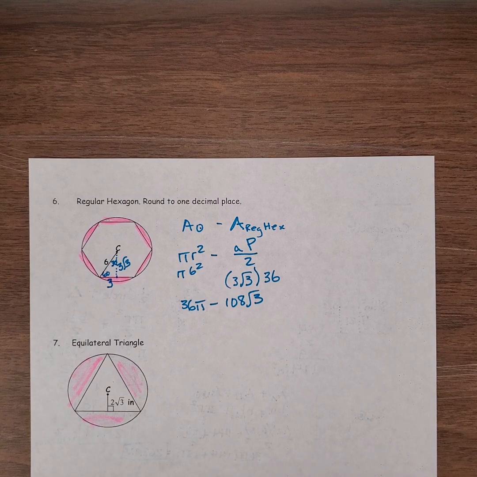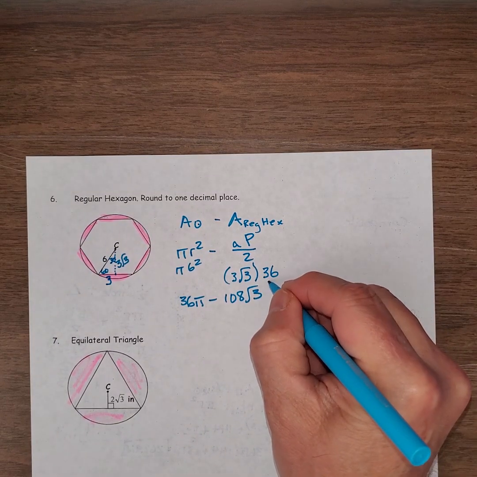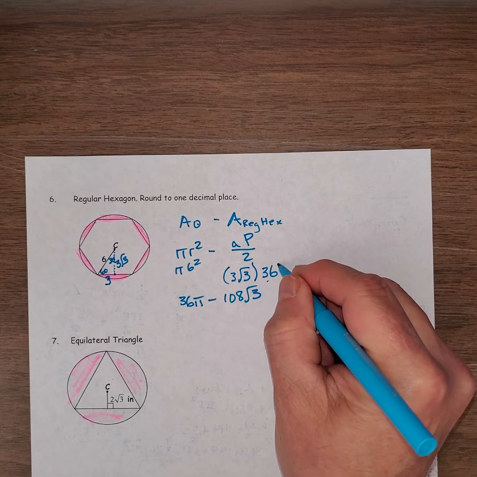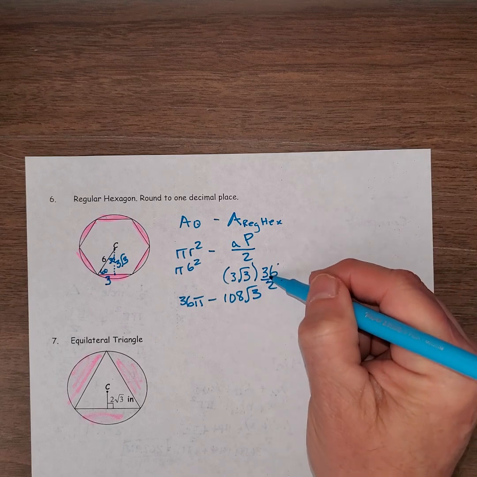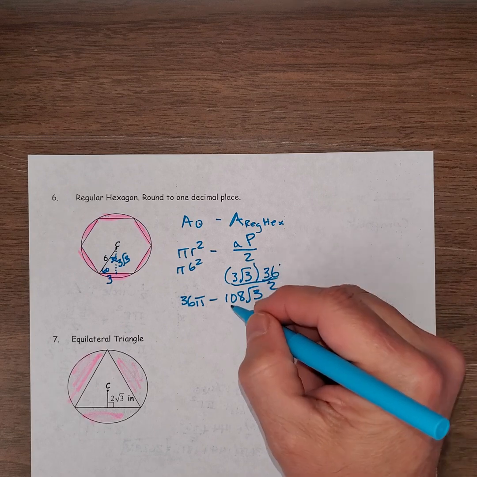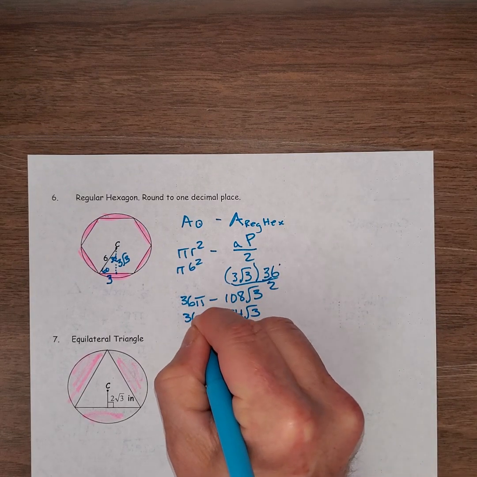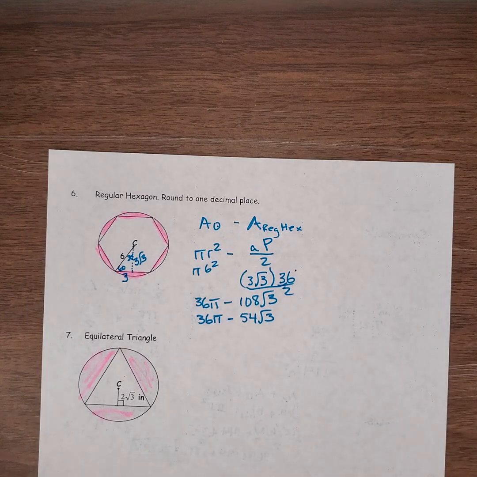I didn't divide by 2. That's what it was. All right, so that should have been, let's divide it by 2 all the way across, and then, yeah, I made a mistake. That's okay. All right, so instead of 180, that's 54 radical 3. Okay, so 36 pi. Now we'll get it right.